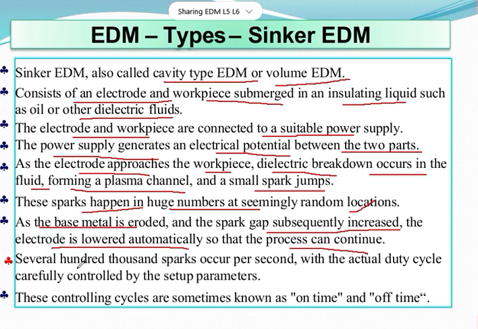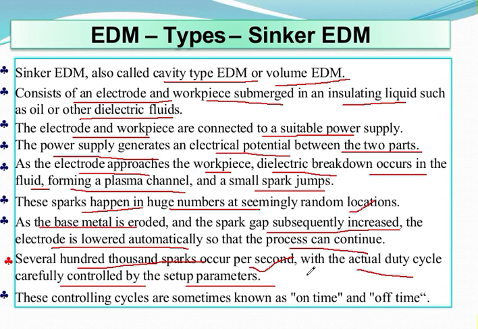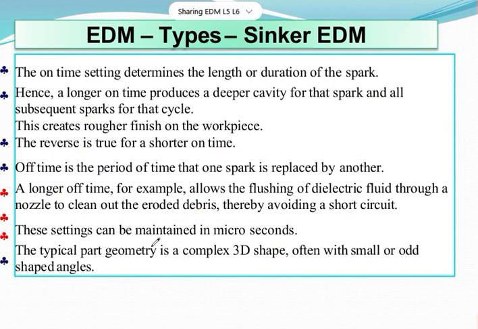Next important thing is that several hundreds of thousands of sparks occur per second, with the actual duty cycle carefully controlled by a setup parameter. And basically this controlling cycle is sometimes known as on time and off time, basically pulse on time and pulse off time. Now as you can see, the on time setting determines the length or duration of the spark.